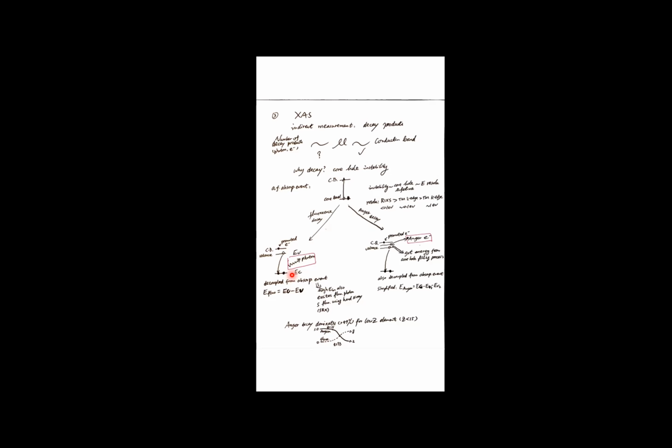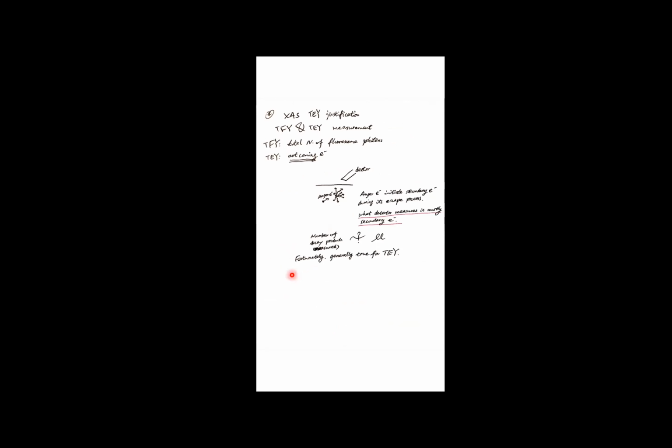I have a question. So I was just wondering, for the total electron yield mode, can the detector differentiate between Auger electrons and the secondary electrons?